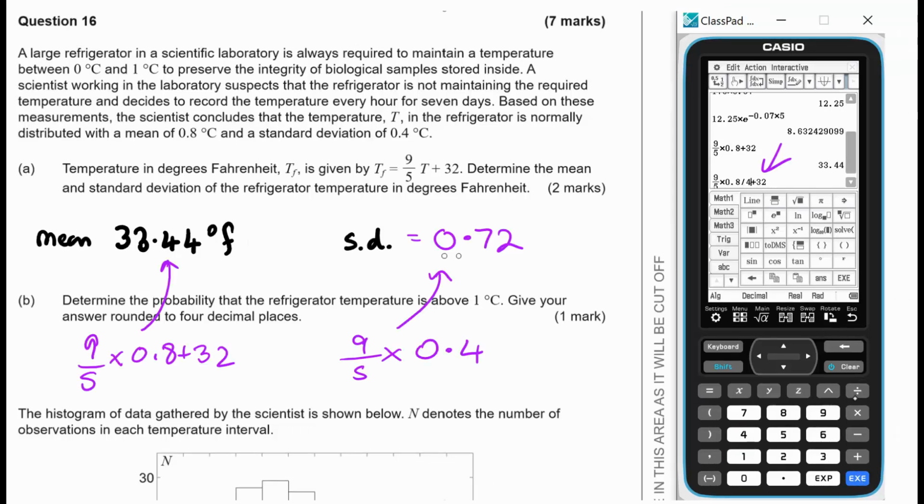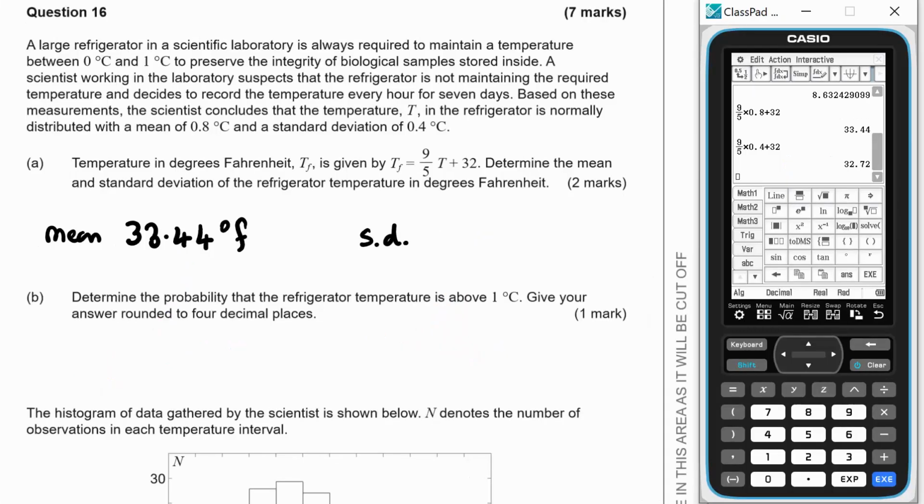This is 2022 me, just interjecting to correct a mistake that 2021 me made. When we're calculating the standard deviation, of course, the addition of 32 should not happen because moving us left or right doesn't actually change the dispersion. So the 9/5 times 0.8 plus 32 is correct for the mean, but for the standard deviation, it should just be 9/5 times 0.4. It's 0.72.